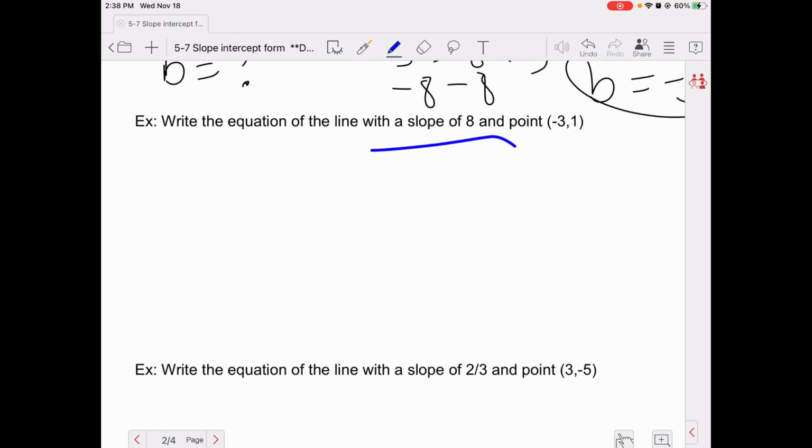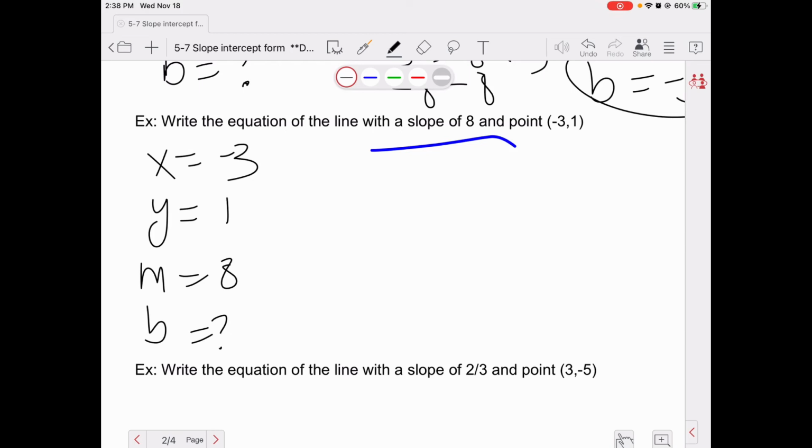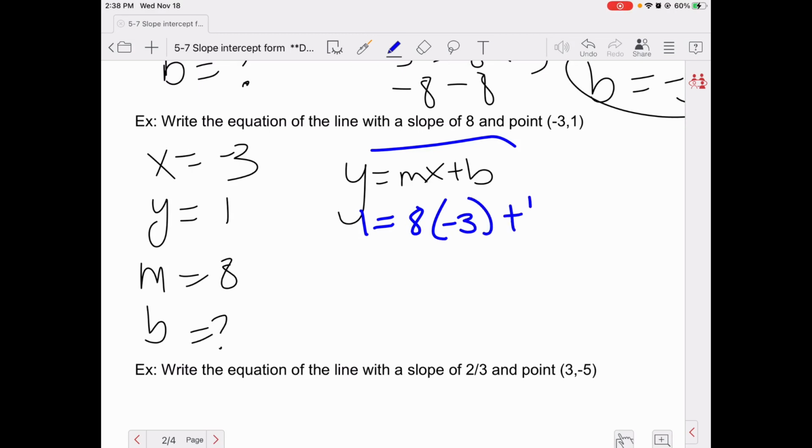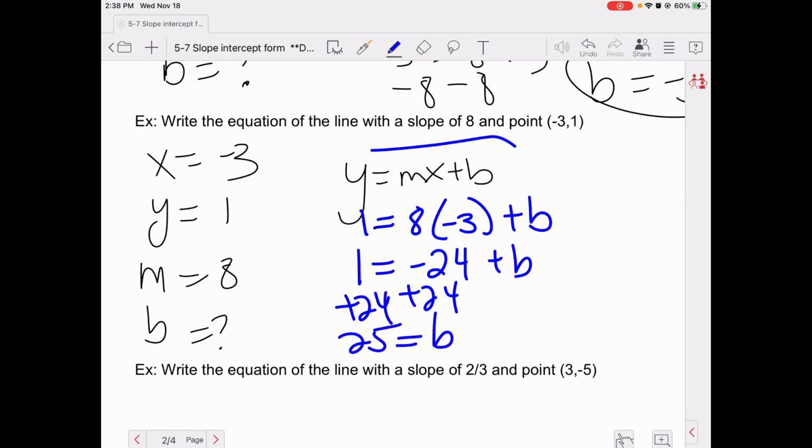So again, I'm given a slope and a point. So I'm going to write x, y, m, and b. X is -3, y is 1, and m is 8. And I don't know what b is, so I'm going to go ahead and solve for that. So again, I'm going to write y equals mx plus b. And I'm going to plug in all the things I know. So y is 1, m is 8, x is -3, plus b, because I don't know what b is, but I do want to figure it out. So if I do 8 times -3, that's -24. So I'm going to add 24 to both sides. So I'm going to get b equals 25.